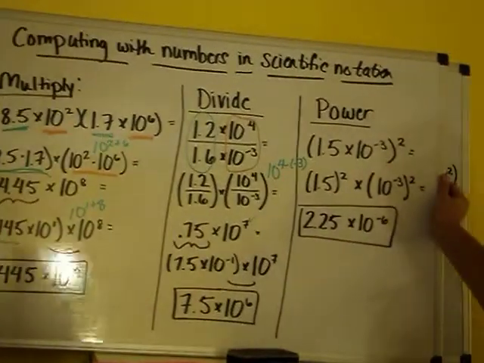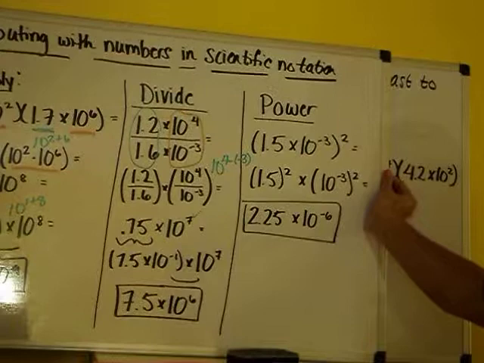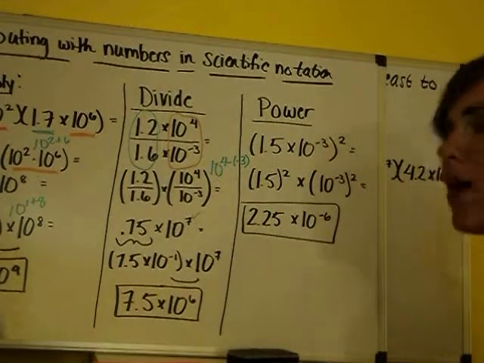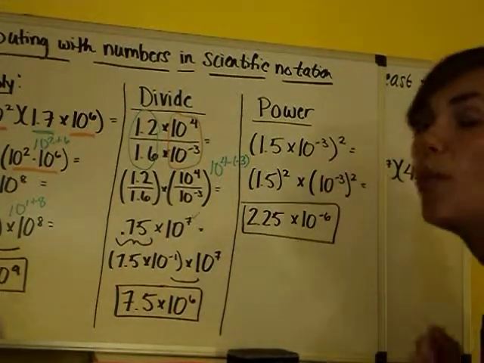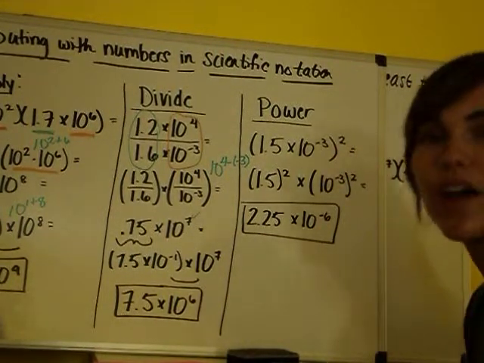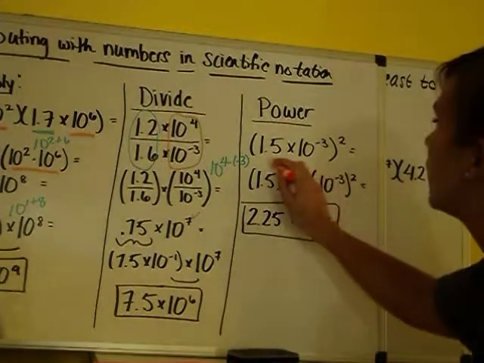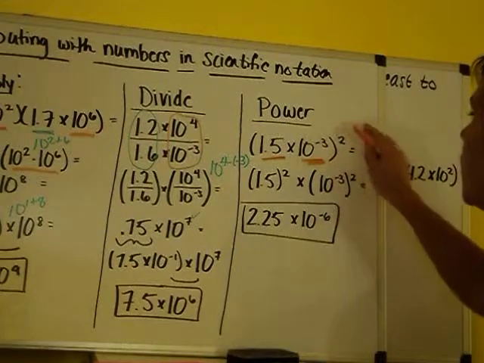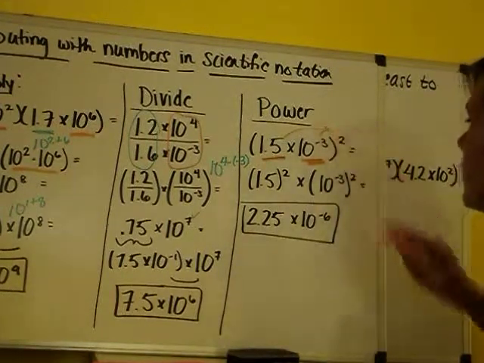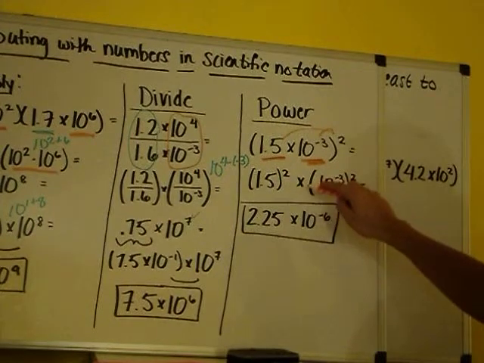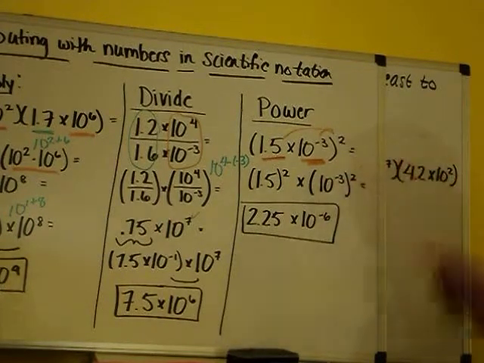Okay? And last but not least, we have our powers. Okay? Again, we're going to be taking like things to the power. This is actually using our power of a product property. Okay? Which means that when we have something that's multiplied together, we take the power to both of those pieces. So we're going to have 1.5 squared times 10 to the negative 3rd squared.